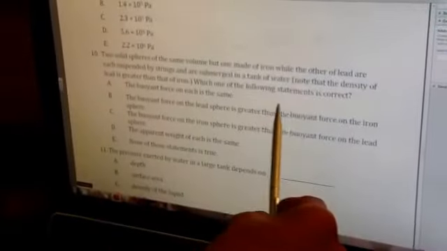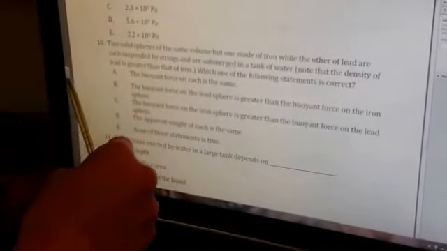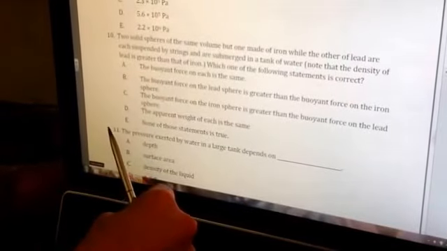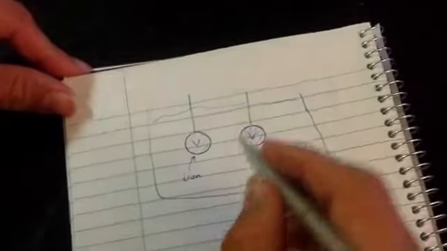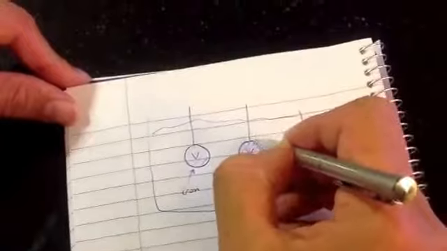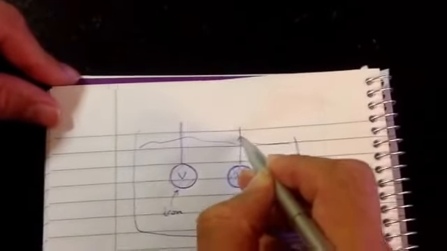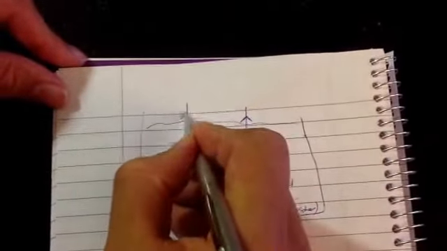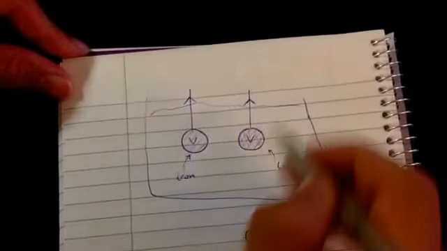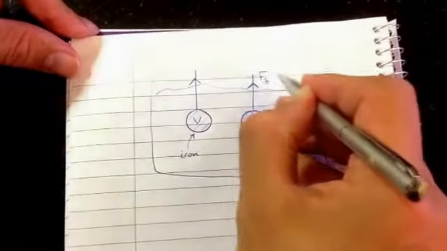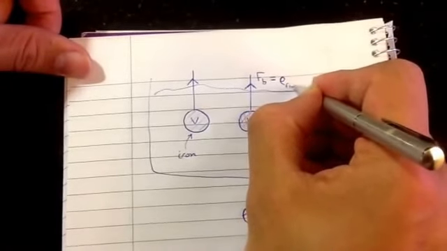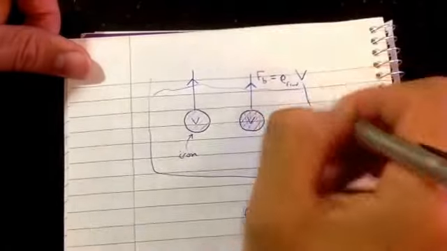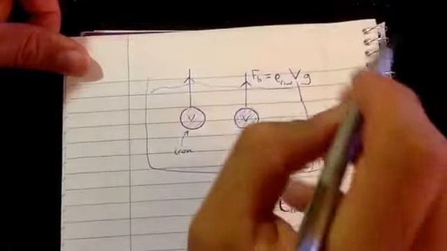Which of the following statements is correct? And then we've got a whole list of options here, talking about the buoyant force or the weight. So let's have a look at the weight and the buoyant forces, the two forces that are acting on these spheres. The buoyant force is the one that pushes these balls upwards, and it's from the water. Okay, so the buoyant force, FB, is calculated by the density of the fluid times the volume of the ball times gravity, and that's for both of them.